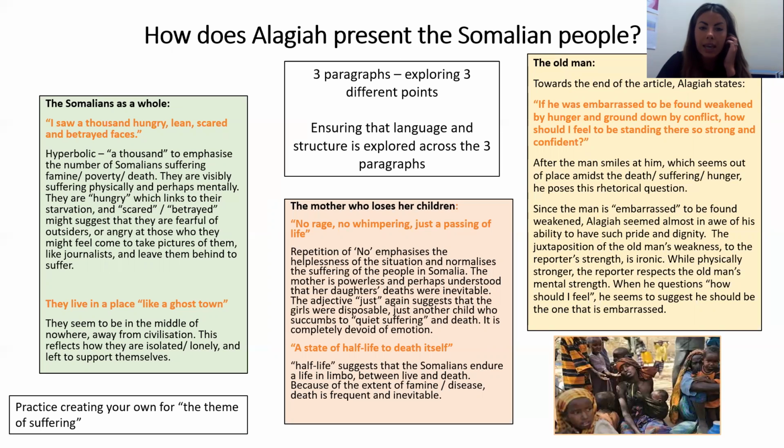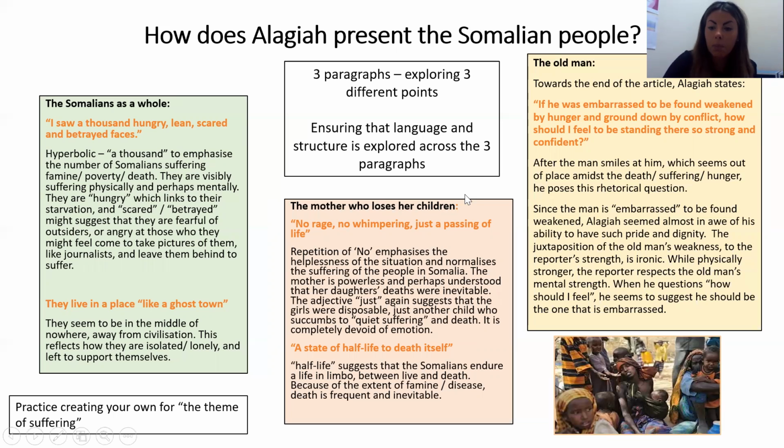Also, this isn't strictly referring to the people, but it is telling us about how they live. So they live in a ghost town. They seem to be out in the middle of nowhere, away from civilization. So this simile again could reflect how they're isolated, alone, and left to support themselves.